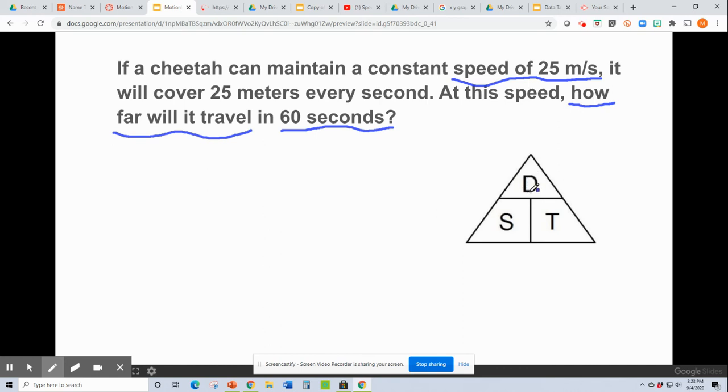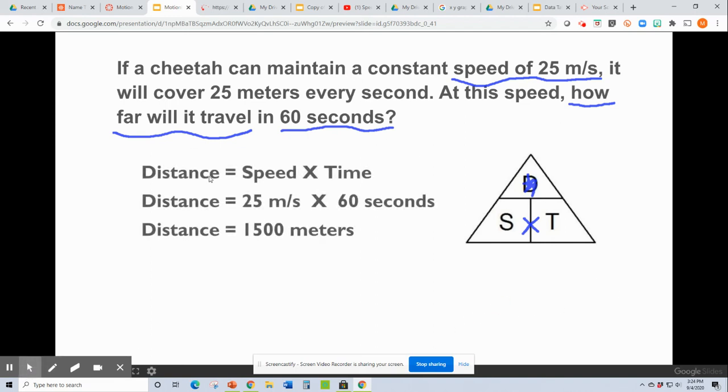So if I'm asked to solve for distance, I'm just going to pretend that's not there. I'm going to take the speed and multiply it by the time. Let's see if that's what I did. Distance equals speed times time. The speed is 25 meters per second times 60 seconds. And again, I'm solving for distance, guys.